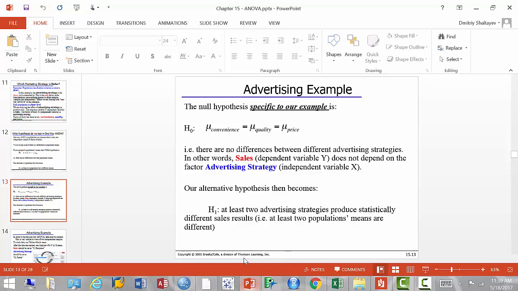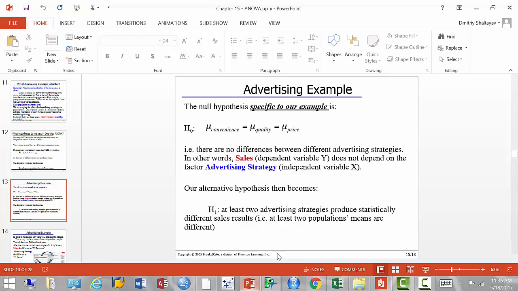But that's where ANOVA stops, right? ANOVA says at least two are different. Which ones? I don't know. Well, after that, you can run something else. You can run pairwise comparisons, or you can run something called the Tukey test. We're not going to cover them, but if I'm a manager trying to make this decision, the alternative says it does matter how you advertise. Well, great. So which one is the best? Which one do I pick? ANOVA doesn't tell you. This is where ANOVA stops.